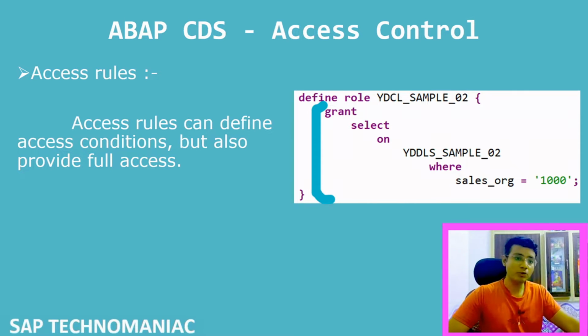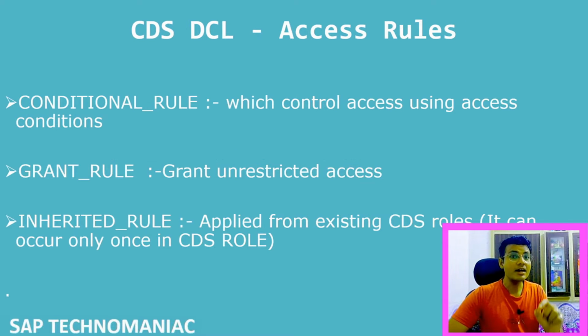Inside the access rule, we will define the different access conditions also. There are three kinds of access rules available. First is the conditional rule, where we will provide some access conditions inside that. We will talk about the different kinds of access conditions in an upcoming video, but right now we are talking about access rules. This is one kind of rule where we define some condition.